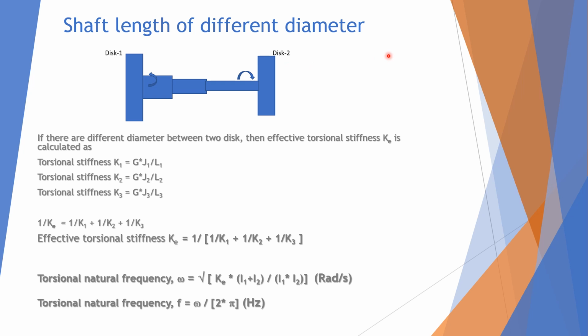Now the shaft with different diameters. Suppose disk 1 and disk 2 are connected by a shaft having different diameters. In this case we need to find the shaft stiffness of all the sections K1, K2, K3, and the effective torsional stiffness is calculated using K is equal to 1 upon (1 upon K1 plus 1 upon K2 plus 1 upon K3), depending upon how many sections are of different diameter. Then you can use the formula omega is equal to the square root of K into (I1 plus I2) upon I1 into I2, which is in radian per second. In Hertz, f is equal to omega upon 2 pi.